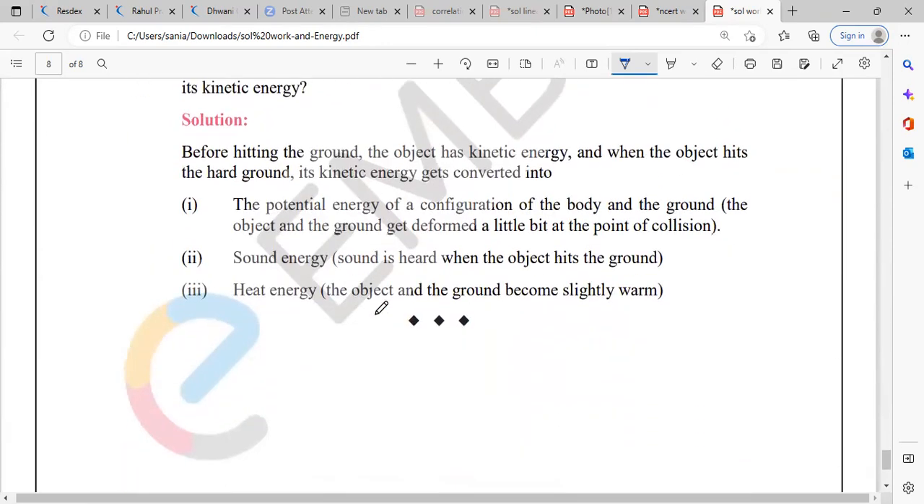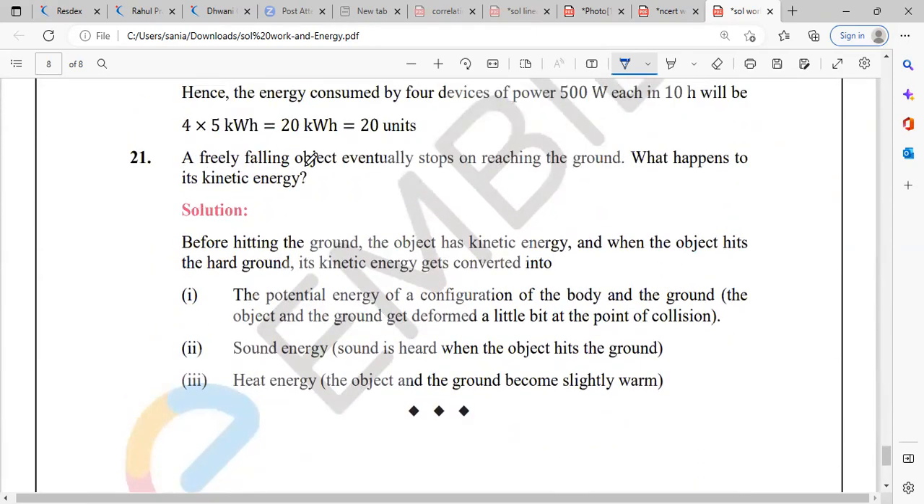Now this you have to find. A freely falling object eventually stops on reaching the ground. What happens to its kinetic energy? You know this, right? So before hitting the ground, the object has kinetic energy, and when the object hits the ground hard, its kinetic energy gets converted first into the potential energy of the configuration of the body and the ground, as the object and the ground get deformed a little bit at the point of collision.